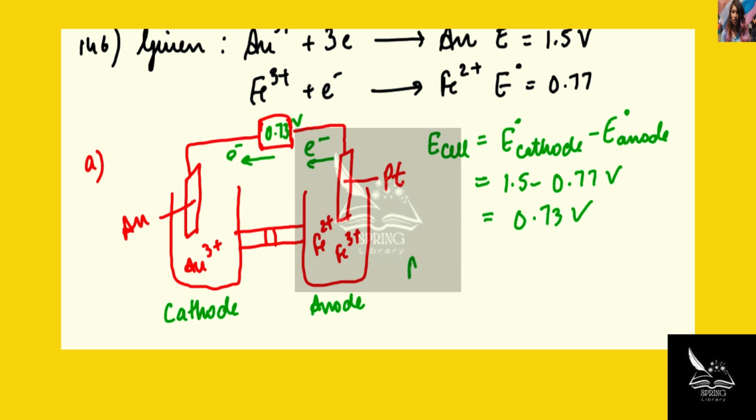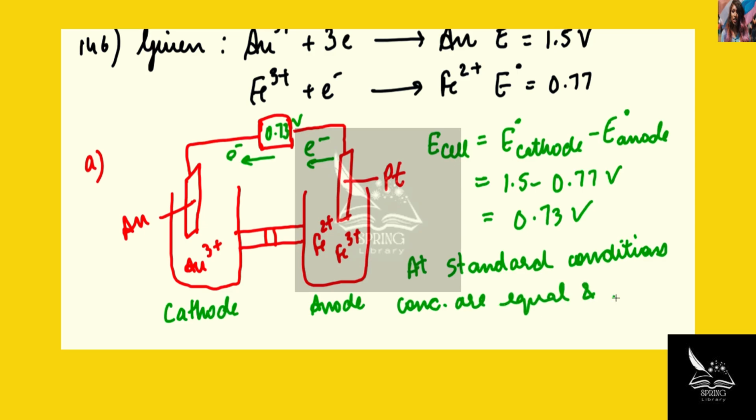And concentrations, so at standard conditions, concentrations are equal and unity. That means the concentration is 1 molar for gold ions as well as the ferrous and ferric ions, okay? So this was part A.